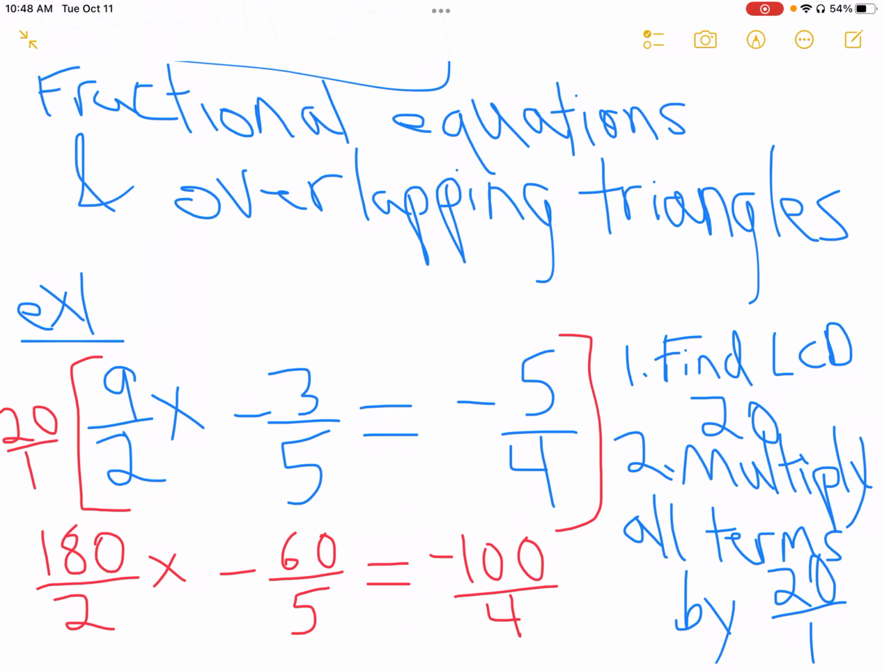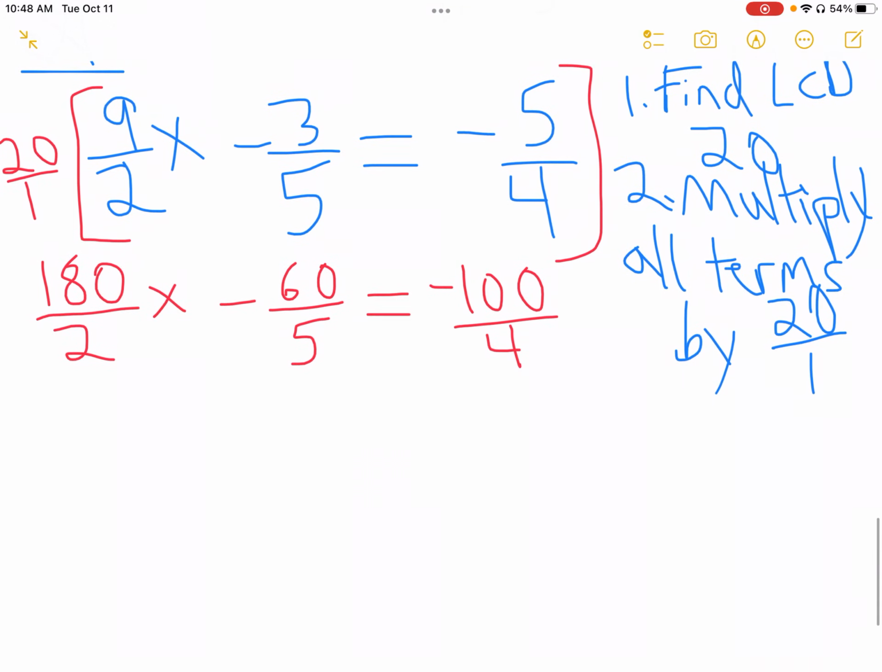All right, now let's scroll down here and let's simplify. So 180 over 2 just becomes 90. So we'll have 90x, or 90 times x, right? That's what 90x means. It's 90 times some value of x that we don't know. And then this one right here is going to be 12, so minus 12. And then over here, I have minus 100 over 4, but it's just like I have 100 over 4, then I'll apply a minus sign to it. So minus 25.